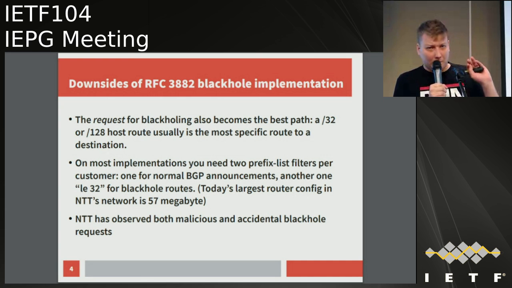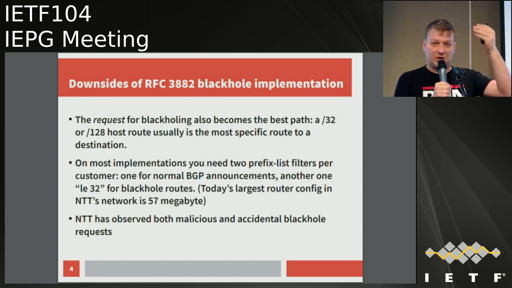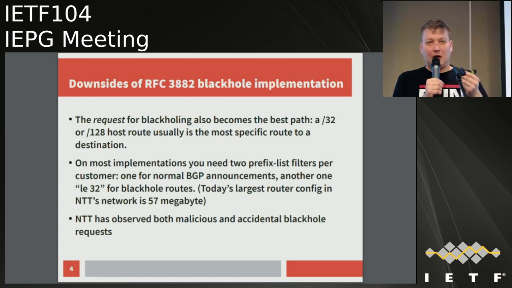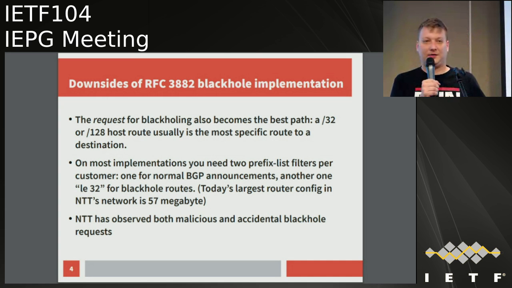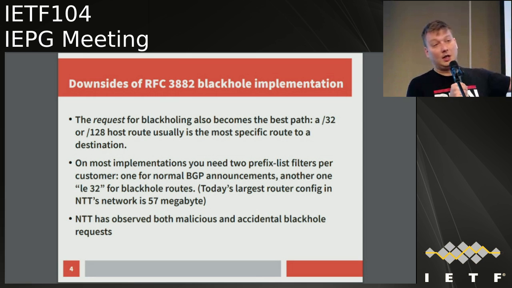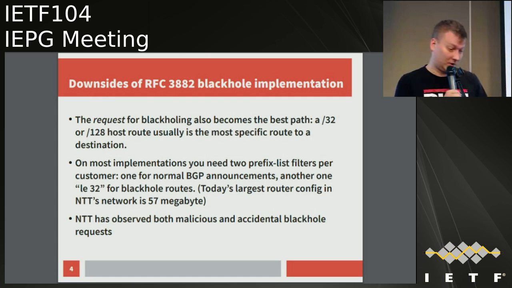Now, most providers will use IRR or RPKI or WHOIS data to construct these filters. And we've noticed that some of our customers, either maliciously or accidentally, have requested black holing for IP addresses that are not theirs. We've seen customers that would add ASNs of their competitors to their own AS set, so they make it into the filters, and then they signal black holes into our network. Of course, this upsets some customers.